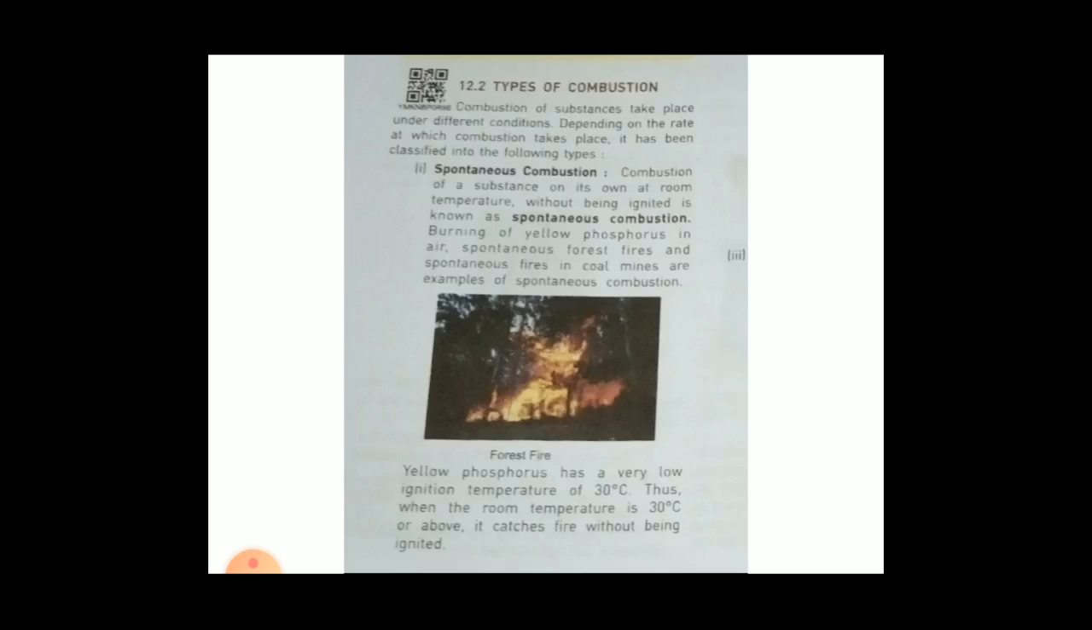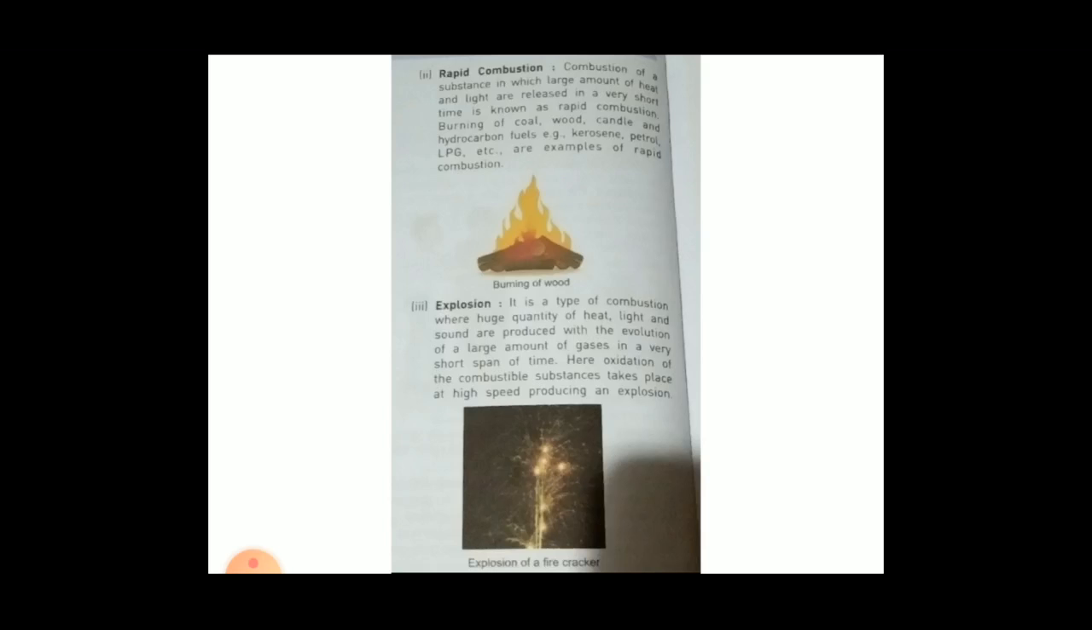And second point, rapid combustion. Combustion of a substance in which a large amount of heat and light are released in a very short time is known as rapid combustion. Burning of coal, wood, candle and hydrocarbon fuels, kerosene, petrol, LPG, etc. are examples of rapid combustion. Burning of wood is a rapid combustion.